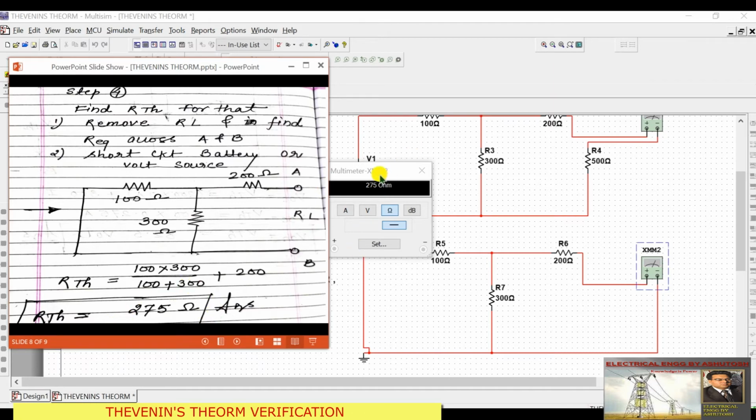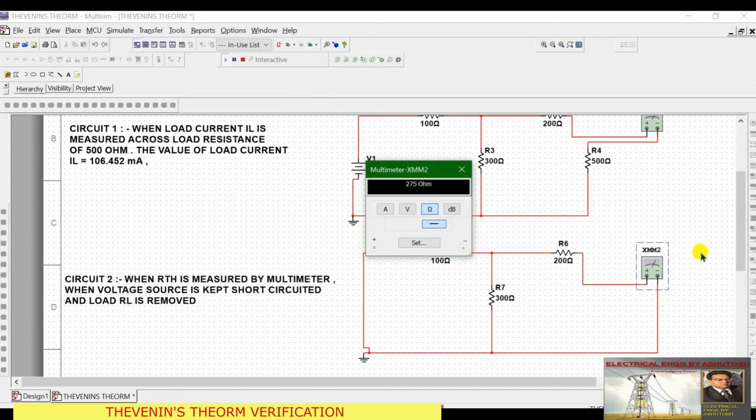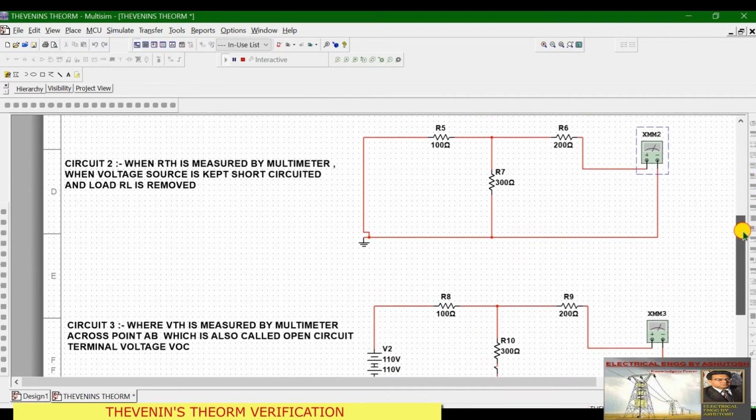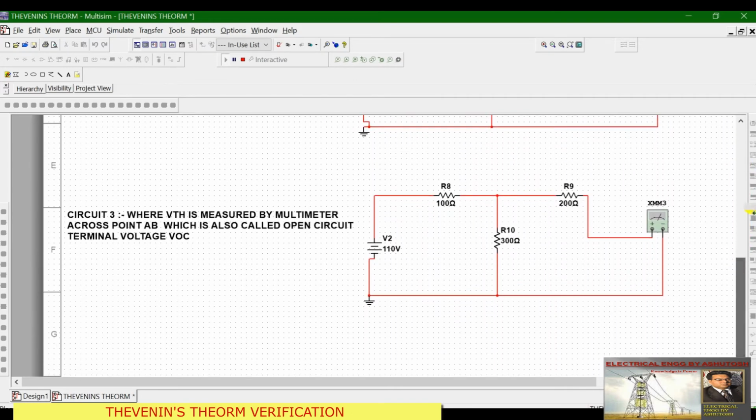Okay, so both are verified, both are correct. It is also giving us reading 275 ohm, so it is also correct. So RTH is also verified. Now we will move further to our third circuit. Here we have calculated VTH. What is the value of VTH?